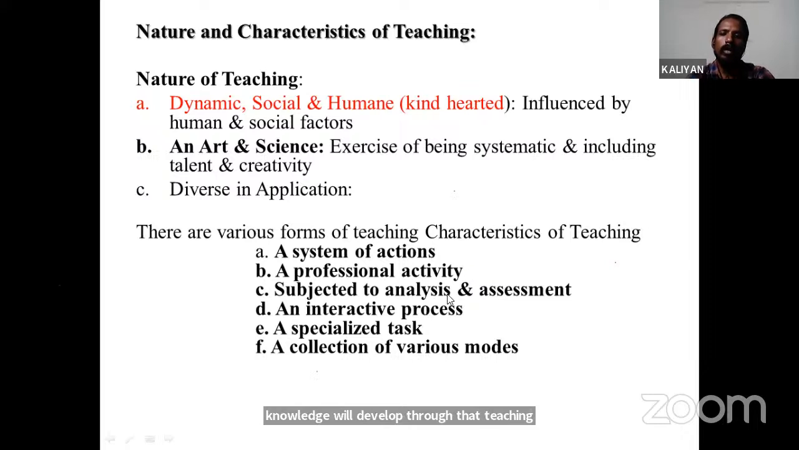So subject to analyze and assessment, the teacher helps the children to critically analyze the concept, and through that critical analysis we assess the children's ability. Teaching is an interactive process, like a two-way process, and a specialized task. Through the tasks we will learn, and teaching is a collection of various modes, like various types of methods that will be used in that teaching.